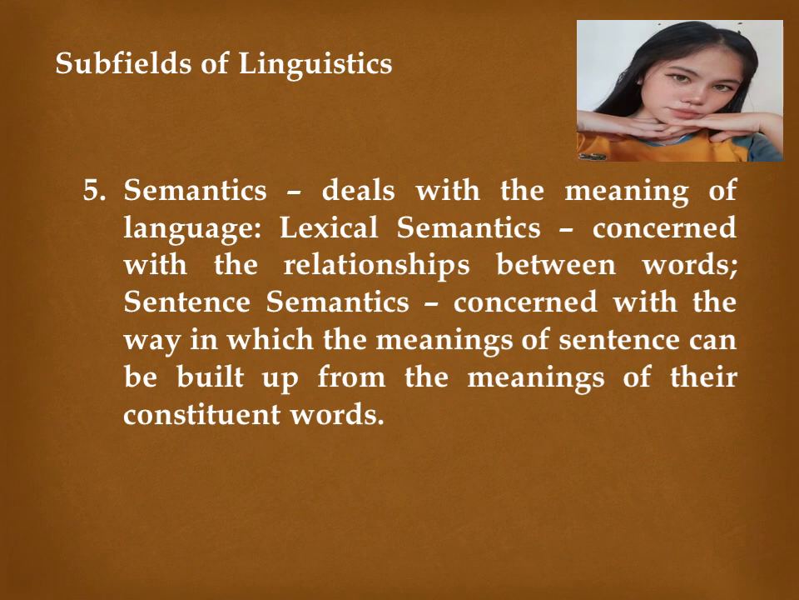Okay, so the fifth one here is semantics. Semantics deals with the meaning of language. So this is divided into two parts, lexical semantics and sentence semantics. Lexical semantics is concerned with the relationships between words, while sentence semantics is concerned with the way in which the meaning of sentences can be built up from the meanings of their constituent words. So sentence semantics often makes use of the tools and notions developed by philosophers, for example, logical notation and notions of implication and denotation.